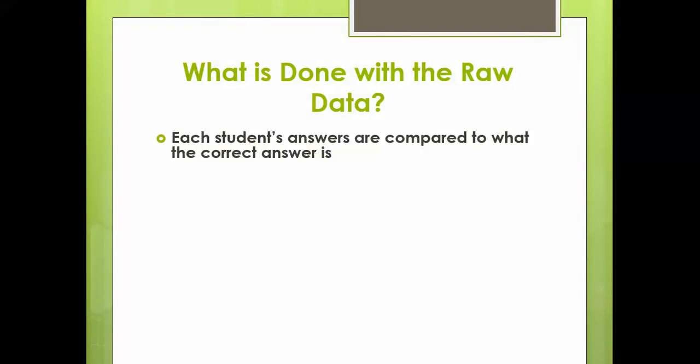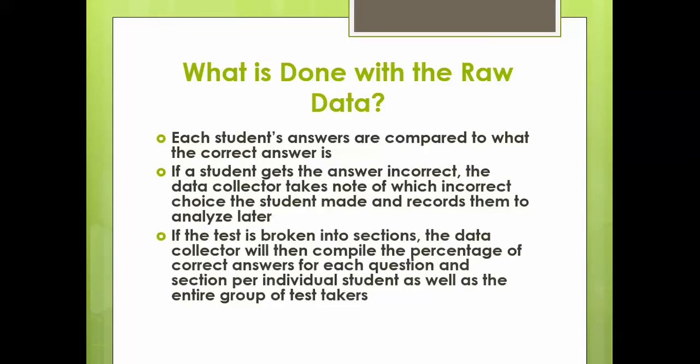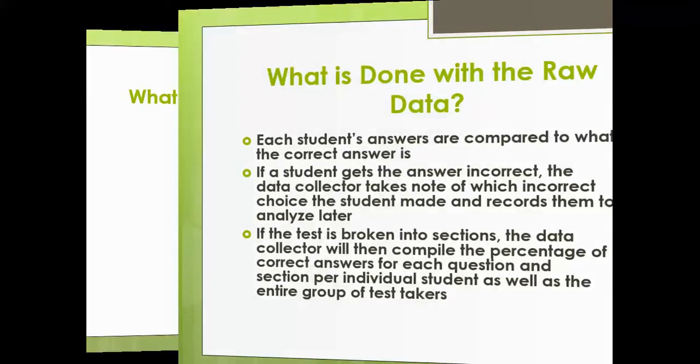What's done with the raw data? To begin, each student's answers are compared to what the correct answer is. You've got to score it. If a student gets the answer correct, the data collector takes note of which incorrect choice the student made and records them to analyze later. Now, this is if you're doing it by hand. You still kind of do the same thing with Excel, but obviously you skip some steps and save yourself a lot of time. If the test is broken into sections, the data collector will then compile the percentage of correct answers for each question, as well as the section per individual student, as well as the entire group.